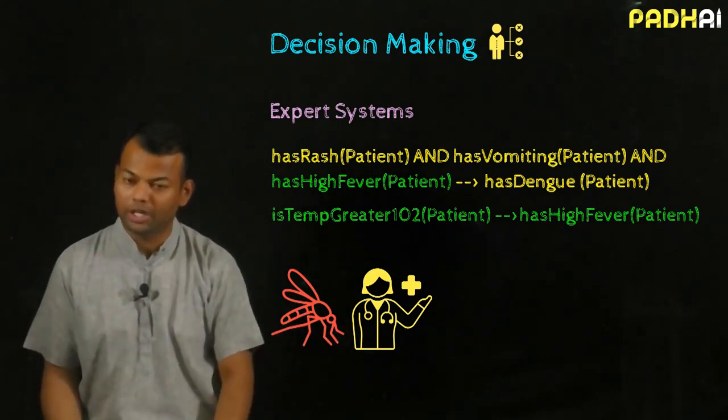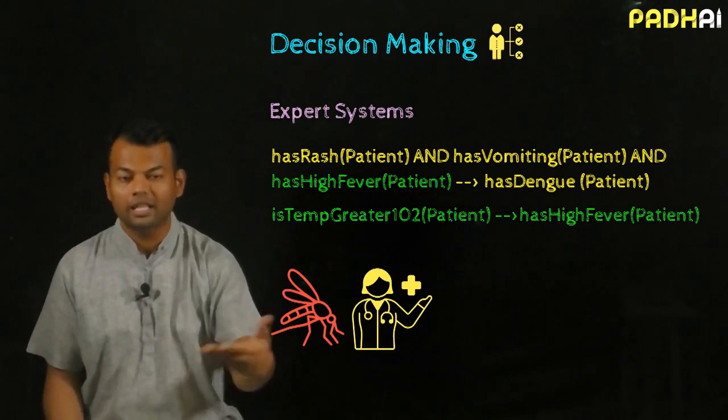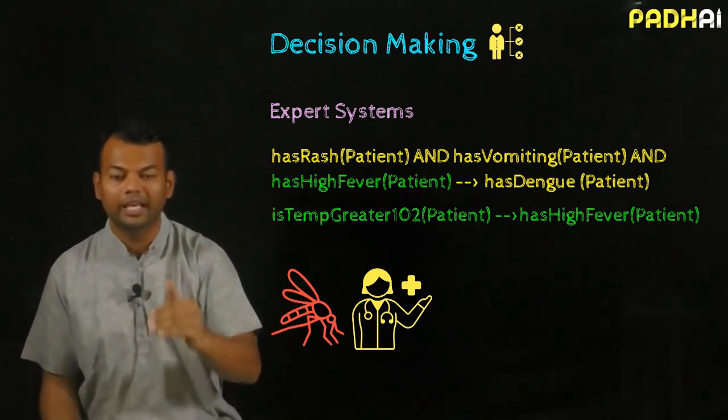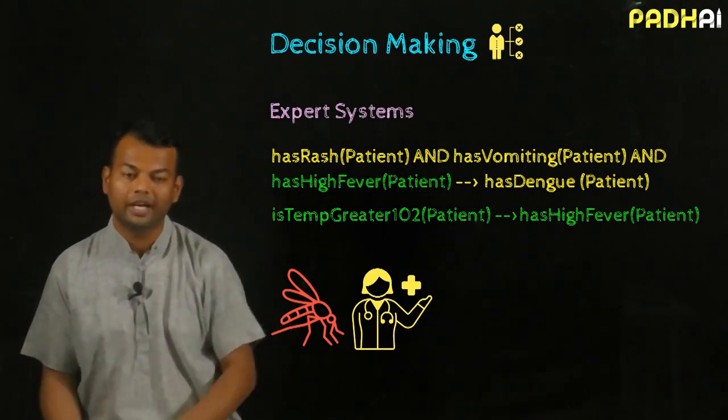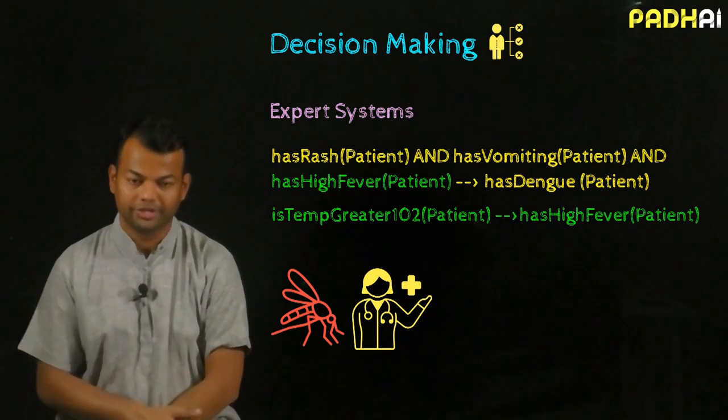If the other two inputs are also true, that means I've also been given an input that the patient has rash and the patient had vomiting also, right? So this is how reasoning happens formally in a knowledge graph, and hence you need this kind of knowledge representation in first order logic and propositional logic, right?